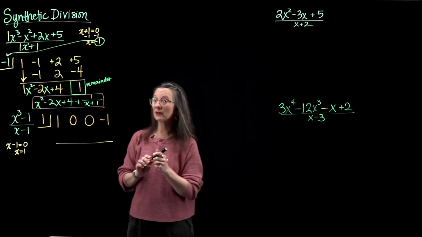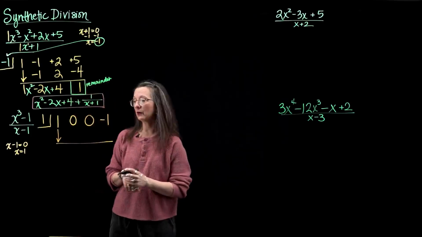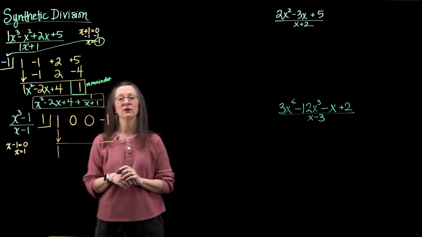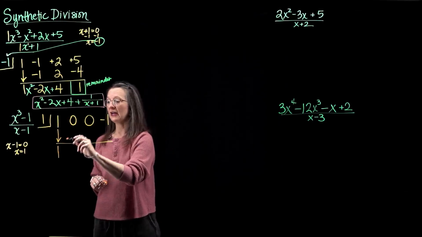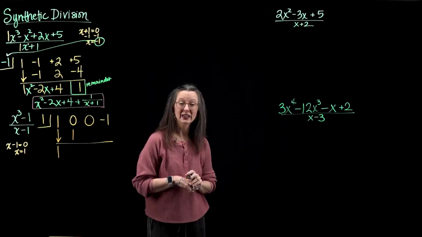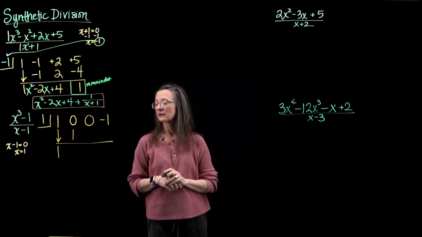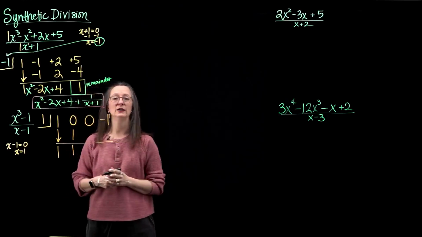All right, so remember the first thing we do is we bring down that first number, 1, and I'm going to write a 1 below the line. 1 in the box times 1 under the line gives me a positive 1, and I'll write that underneath the 0. 0 plus 1 is 1. I'll write the 1 underneath.